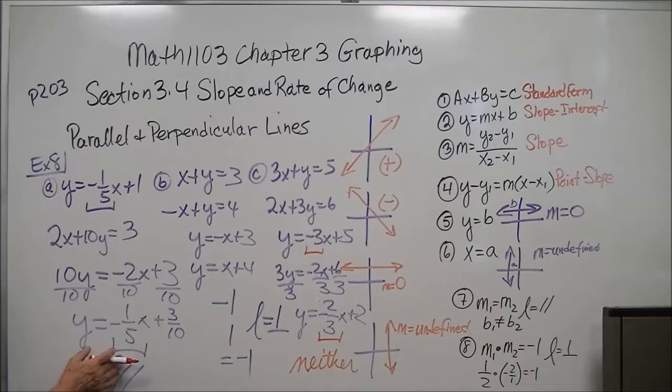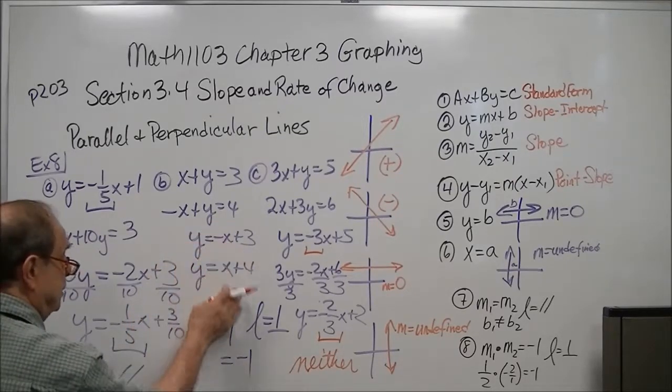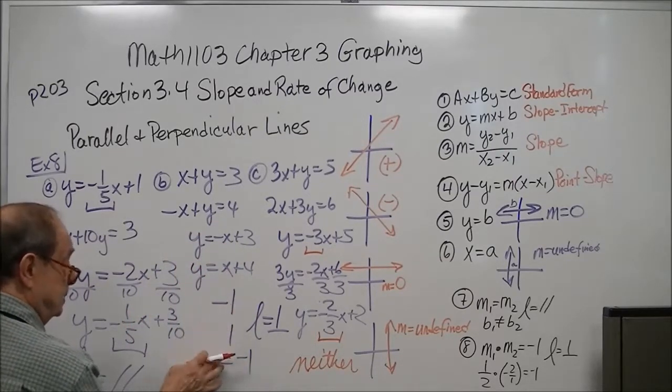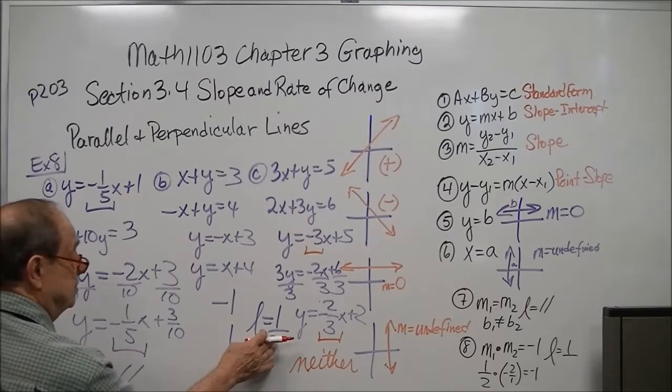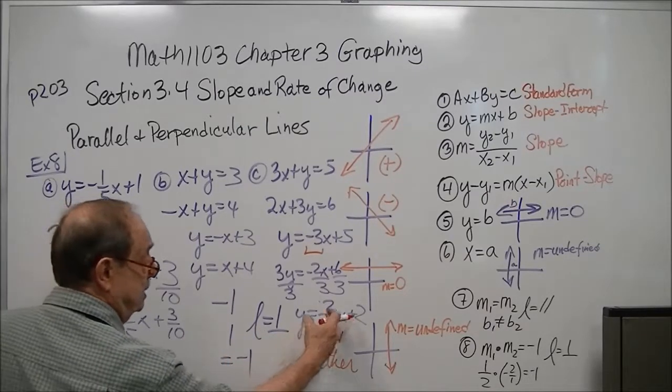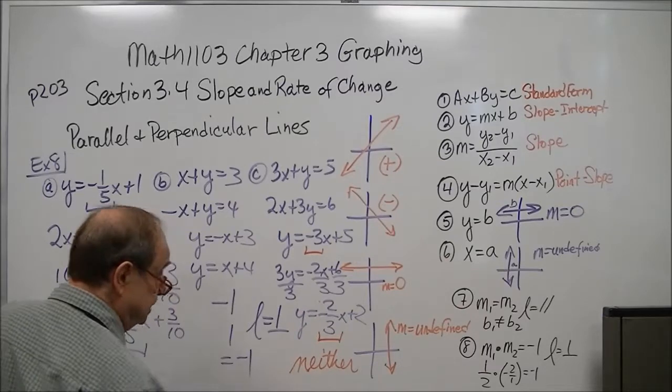Again, if the slopes are the same, formula 7 there, y-intercept's different, lines are parallel. If the product of the slopes is a -1, which is what it is here, it's perpendicular, and if it's not those, it's neither.